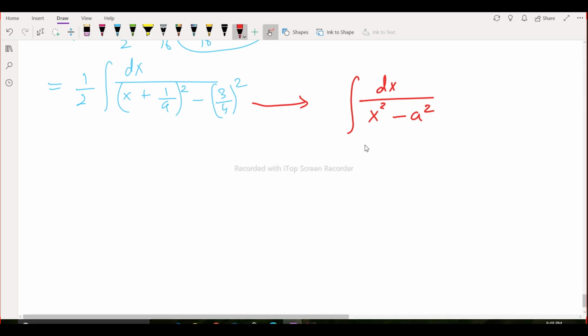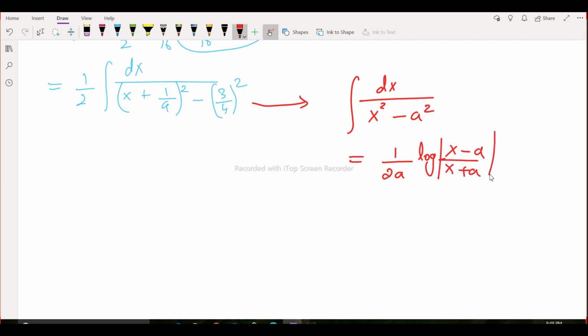So now you just have to remember the formula. The formula for this integral, 1 upon x square minus a square, was 1 by 2a log of (x minus a) upon (x plus a) plus c. So this was the formula. Just apply this formula here.